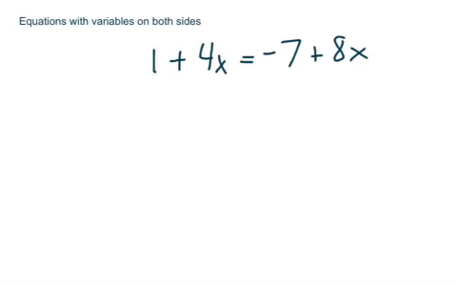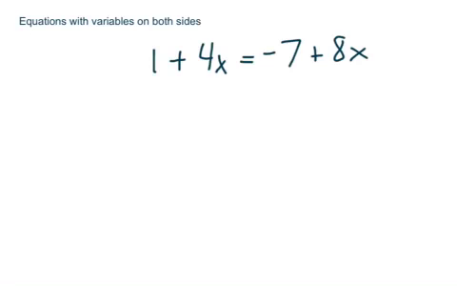Today we're going to talk about equations with variables on both sides. We've got an equation here, 1 plus 4x is equal to negative 7 plus 8x. When we're solving an equation, our goal is to isolate the variable on one side of the equation so that we can solve for it.